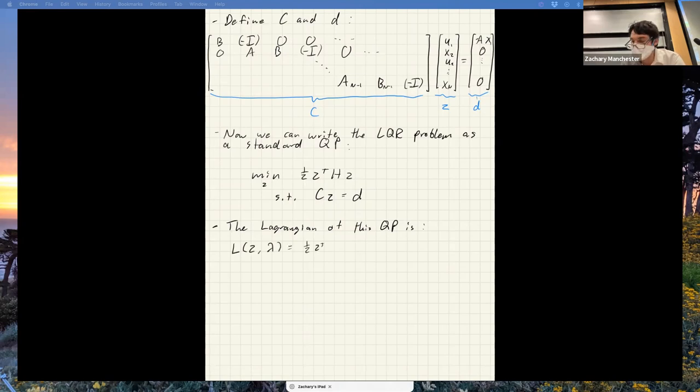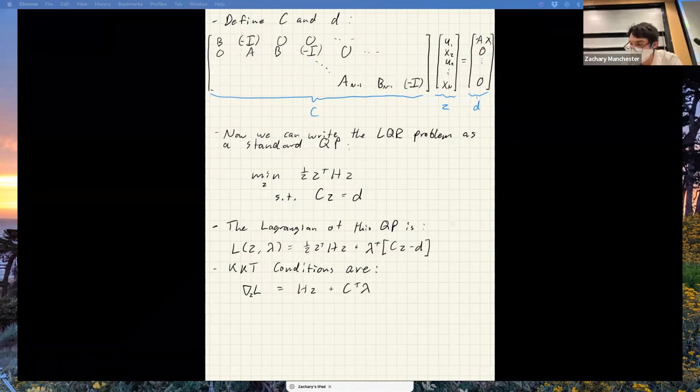So I'm going to have my original cost function plus a Lagrange multiplier times my dynamics constraint, which is going to look like, for clarity here, I'll use the square bracket so it doesn't look like a C: C z minus D equals zero, right? So that goes right there. Cool. Now we take some derivatives and write down some KKT conditions. So we've got the gradient of the Lagrangian with respect to z is going to be H z from the cost term plus C transpose lambda, right? Cool, everybody. And then take the gradient with respect to lambda. This is just the dynamics constraint. And these have to equal zero.